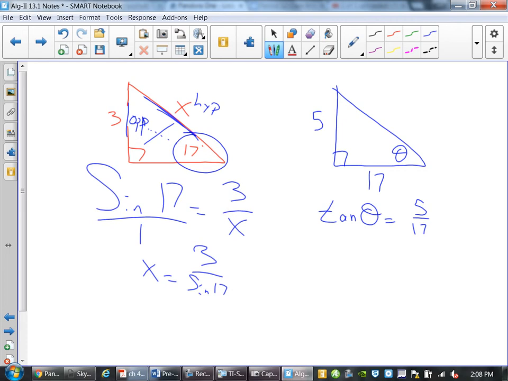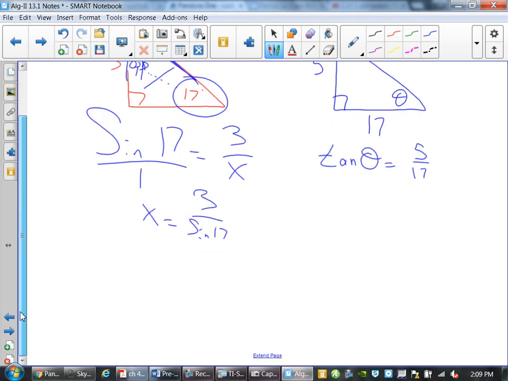Yeah, but you have to have special angles. So you'd have to take the inverse tangent of both sides. So your theta value would be the inverse tangent of 5 divided by 17. Now, did you guys know how to check your mode in the calculator?